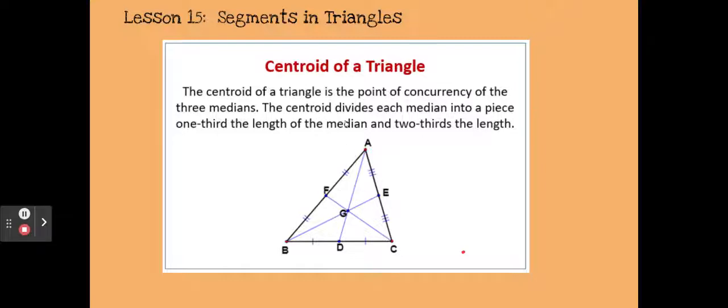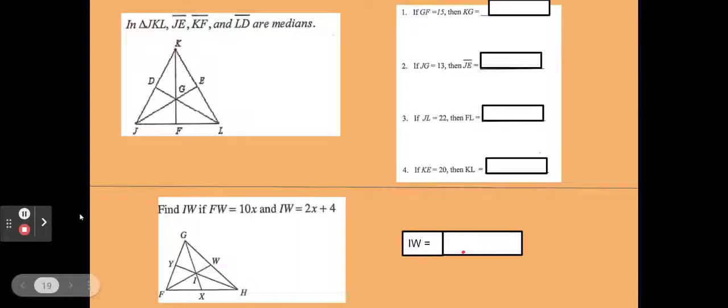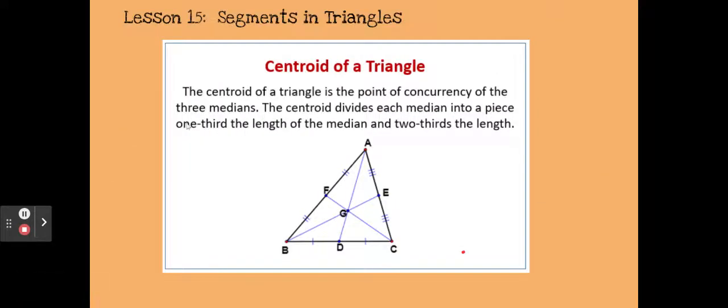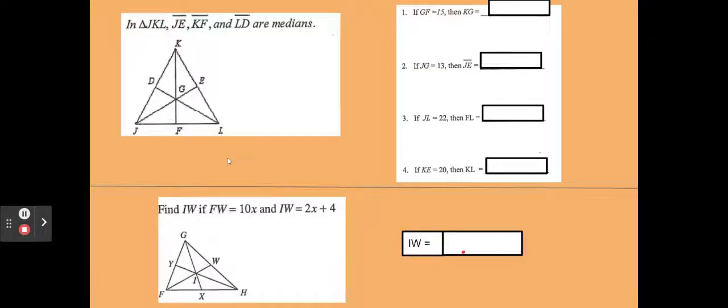And also just a reminder, the length of the median, as it states here, we had it 1/3 the length of the median, and it's snowing. Woohoo! If you go from the centroid to the midpoint, that is 1/3 of the whole median. You go from the centroid to the vertex, 2/3 of the median. So we're going to use that on slide 19 to help us here.